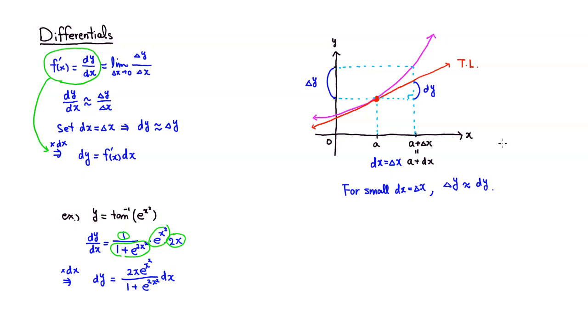So delta y is the actual difference in y value, while dy is the rise along the tangent line, given by the slope of the tangent line times the run. So we can approximate delta y using dy. And in the next example, I'm going to use this differential dy to approximate the value of delta y. All right, that's it. I hope that this was clear.